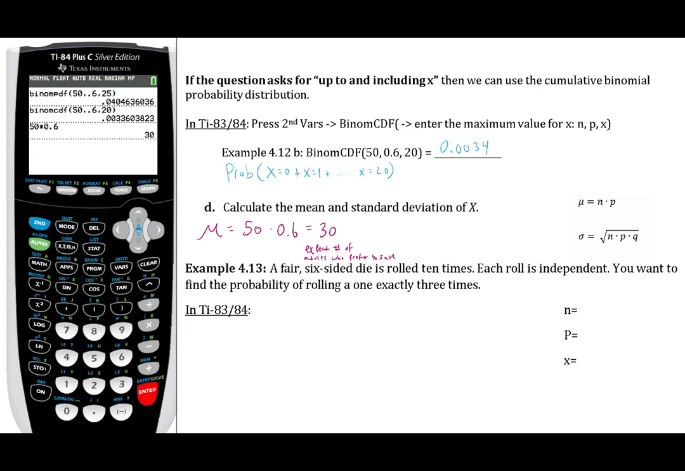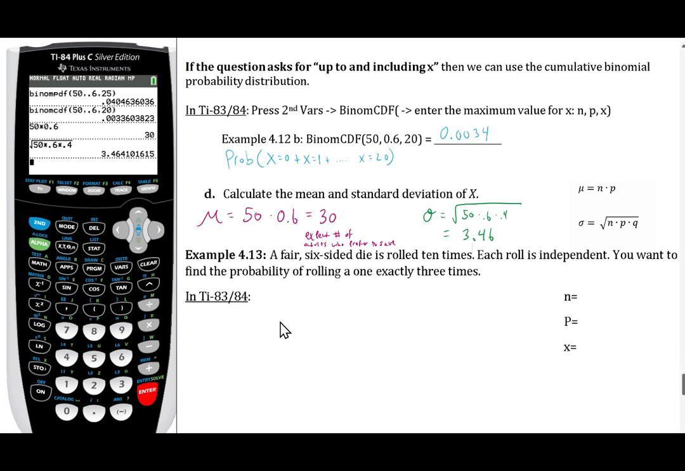And the standard deviation would be the square root of 50 times 0.6 times 0.4, which we can do in the calculator as the square root of 50 times 0.6 times 0.4. And we will get that the standard deviation is 3.46. Note that both of these are population values. They're population values because we're trying to predict the outcomes for all future experiments.